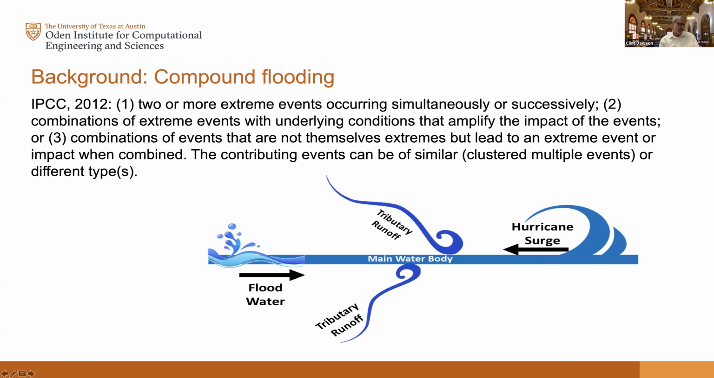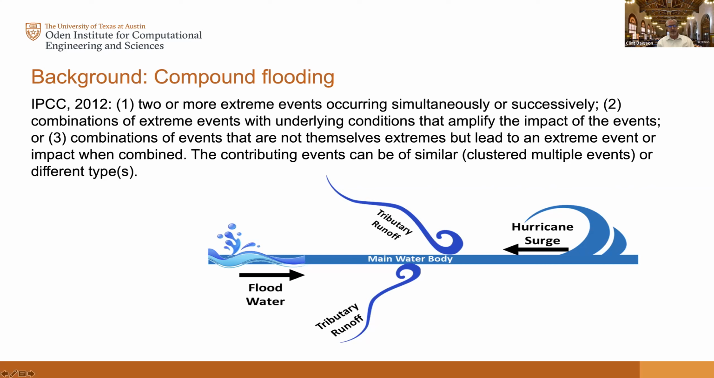This is according to the IPCC 2012 report. A compound flood or compound event is two or more extreme events occurring simultaneously or successively, or a combination of extreme events with underlying conditions that amplify the impact of the events, or combinations of events that are not themselves extremes, but lead to an extreme event or impact when combined. So the contributing events can be of similar or different types. They can also happen sequentially or more or less simultaneously, as I said earlier.